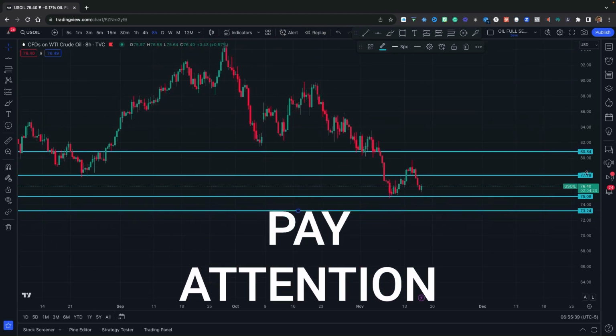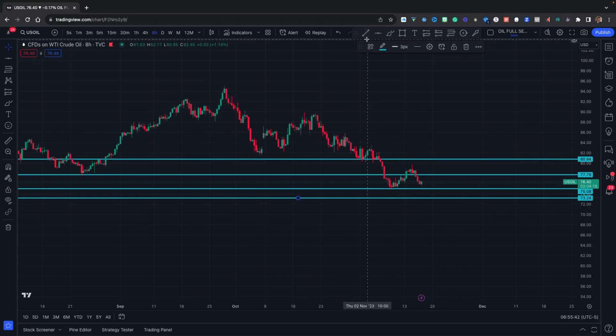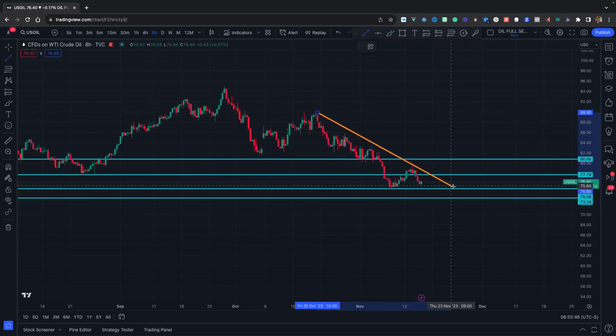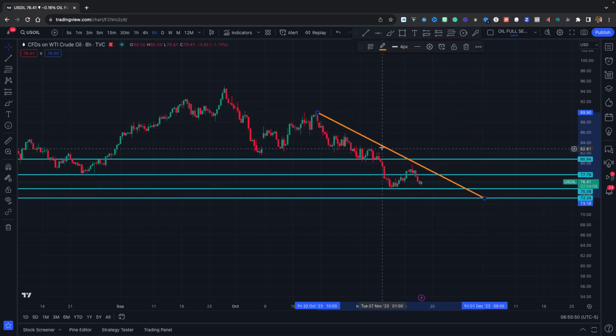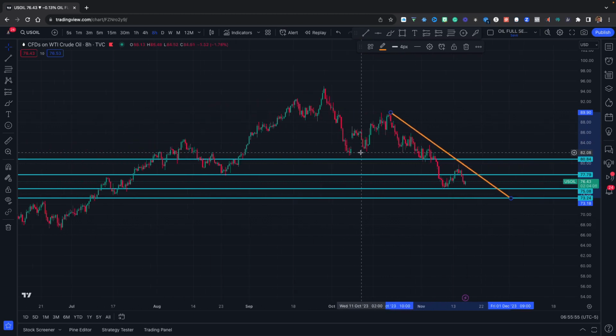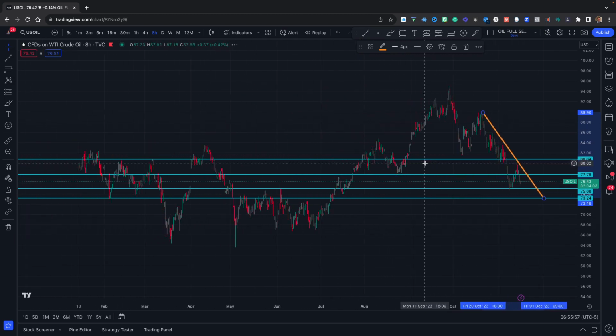Now understand that we are still riding, right? We don't need to really put a line on it, but we're kind of riding this trend line right now, okay? Don't worry about the touches. I just want to show you that we are definitely still in this temporary downtrend.